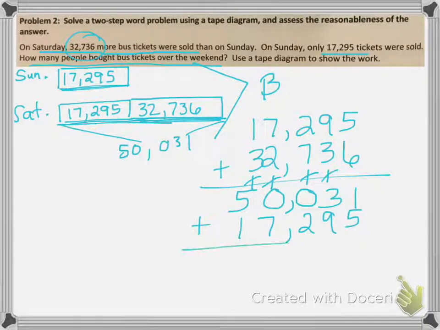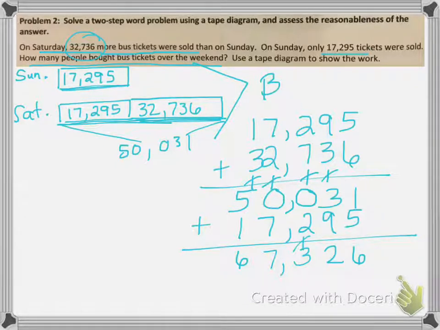17,295. 1 plus 5 equals 6. 3 plus 9 equals 12. Regroup the 1. 0 plus 2 plus 1 equals 3. 0 plus 7 equals 7. 5 plus 1 equals 6. 67,326. Okay. Now let's think about something real quick.